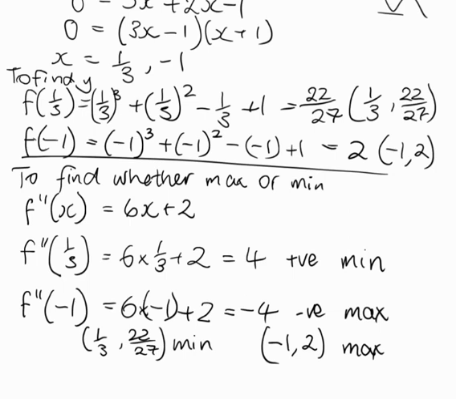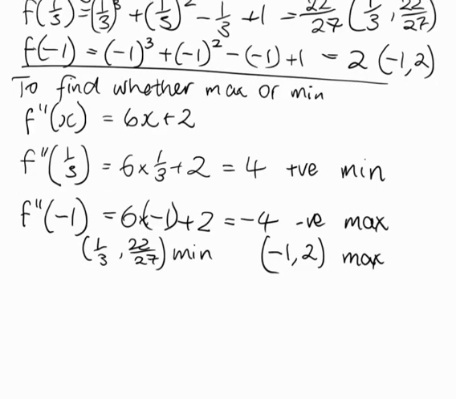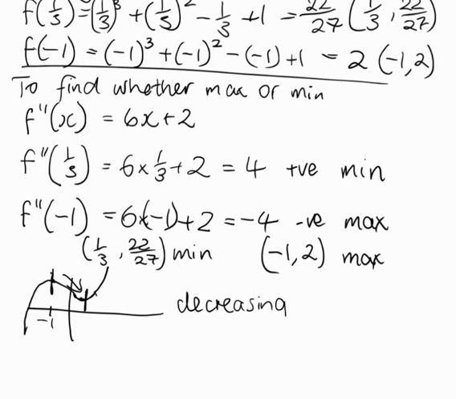So if we were to plot these, I'm just looking at where it's decreasing and increasing. So if we were to plot these points, so here's a third, and 22 over 27 is about there, and we know that's a minimum. At the point negative 1 and 2, we know that's a maximum. So where can we say that's increasing and decreasing? Well, it's decreasing between those two points. It's going down.